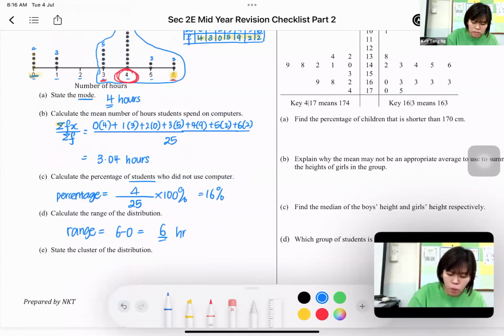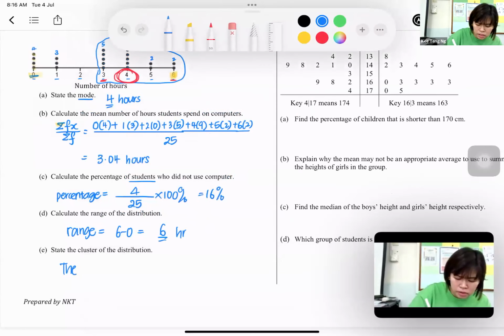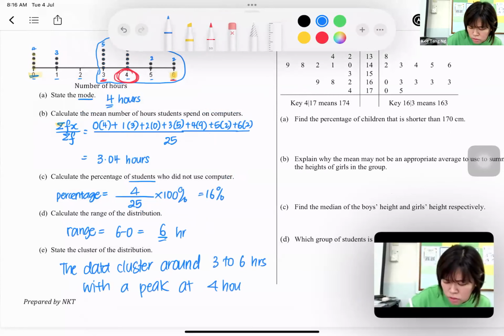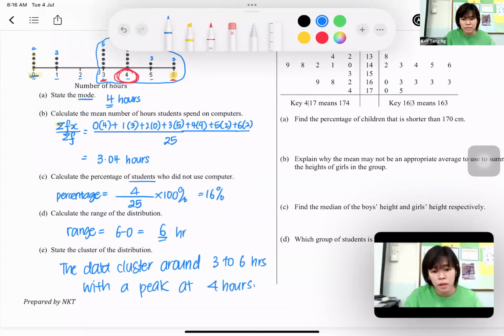So in this case, what is a cluster? The data cluster around 3 to 6 hours with a peak at 4 hours. Okay, so this is the answer. So that's the meaning of cluster. But in the exam, if you just write the cluster with a peak at 4 and you don't write 3 to 6, that's still okay because you understood that that is a cluster itself.